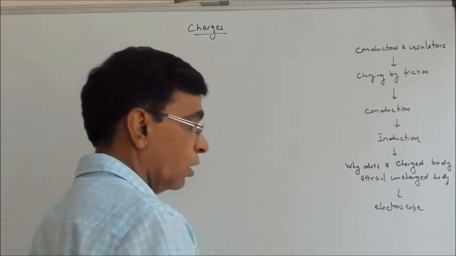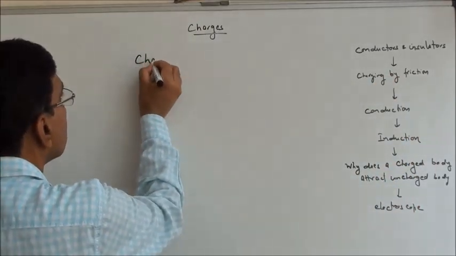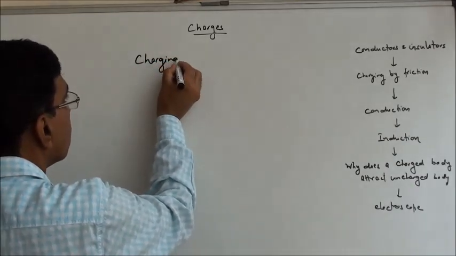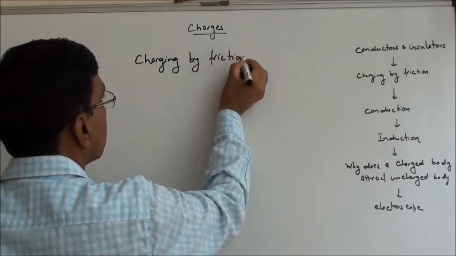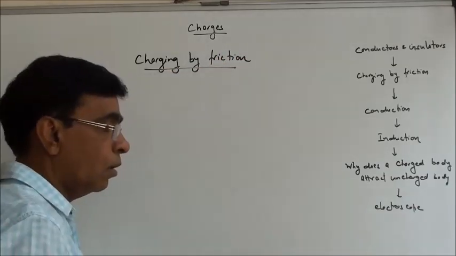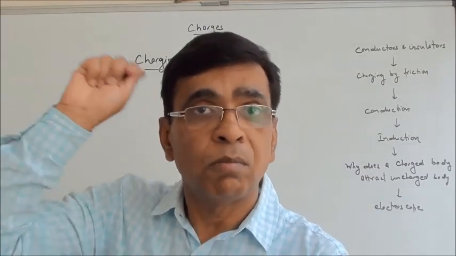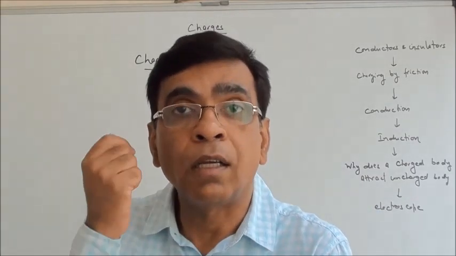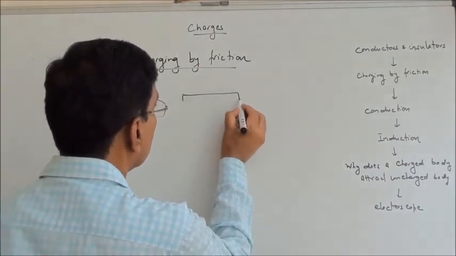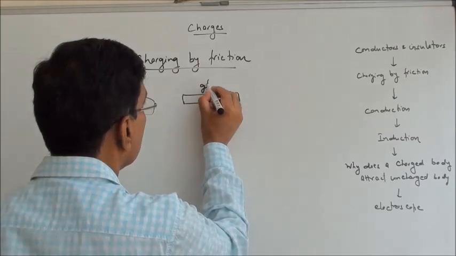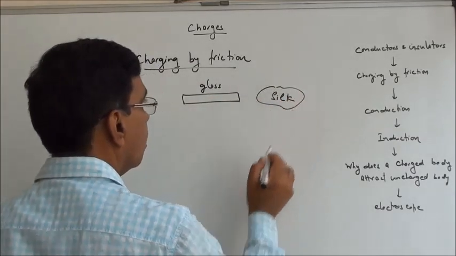Now just try to recall, this is charging by friction. Try to recall all the other examples that we did in the last class. If I take a comb and rub it, or I take a glass rod and rub it with silk, we can talk about any one example. Glass, and I have a silk cloth.